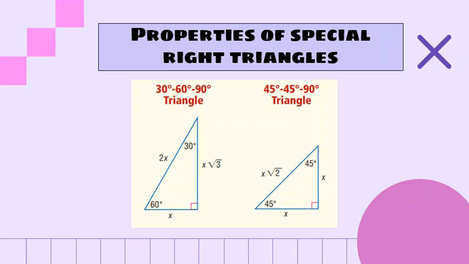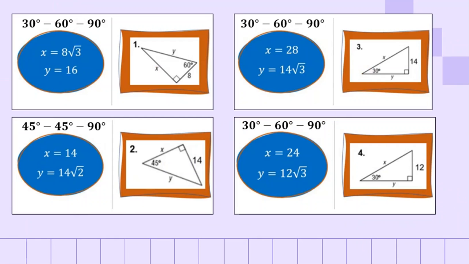It's not necessary that you are really given all the angles, 30, 60, 90. It may not be very obvious because sometimes only two angles are given. But if you compute for the third angle, you'll know it's a special right triangle. So, what makes it special? Let's go directly to examples.